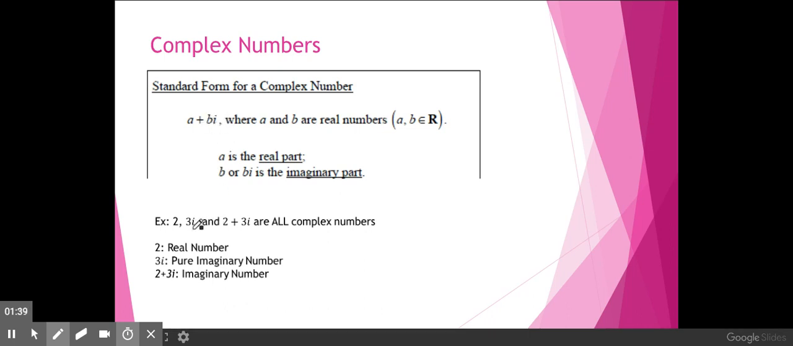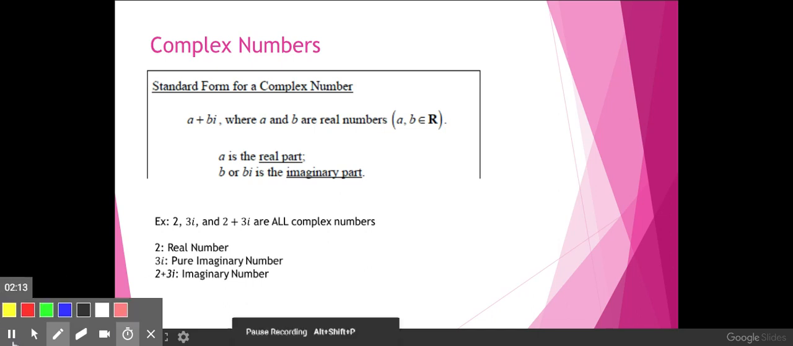So here, 3, 2, 3i, and 2 plus 3i are all complex numbers. So 2 is missing the imaginary number, 3i is missing the real part, and then 2 plus 3i has both the real and the imaginary part, but all three of those are considered complex numbers. So 2 is our real number, 3i is pure imaginary, it's just an imaginary number, and then 2 plus 3i is an imaginary number, because anytime you have i in your setup, it is considered an imaginary number.